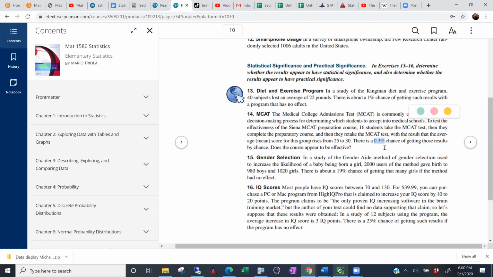What about practically significant? Are the results meaningful? Would you pay $300 or $400 to boost your score from 25 to 30? Well, I'm not too familiar with the MCAT, but that looks like a 20% increase in your score. So, is a 20% increase meaningful? Yes, I think so. Yeah, heck yeah, that sounds really good. So the results are statistically significant and practically significant. It's both.